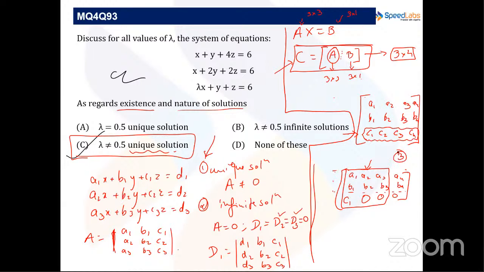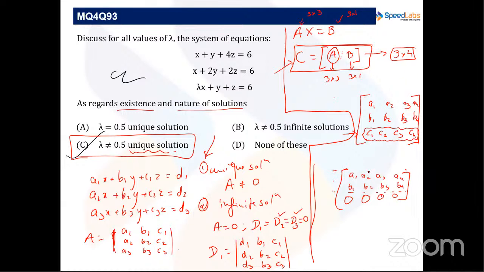Okay, now if this is 0, then in no case you can find a 3 cross 3 determinant which will be non-zero. So we will try to hit for rank 2. We will check whether the rank can be 2 or not.